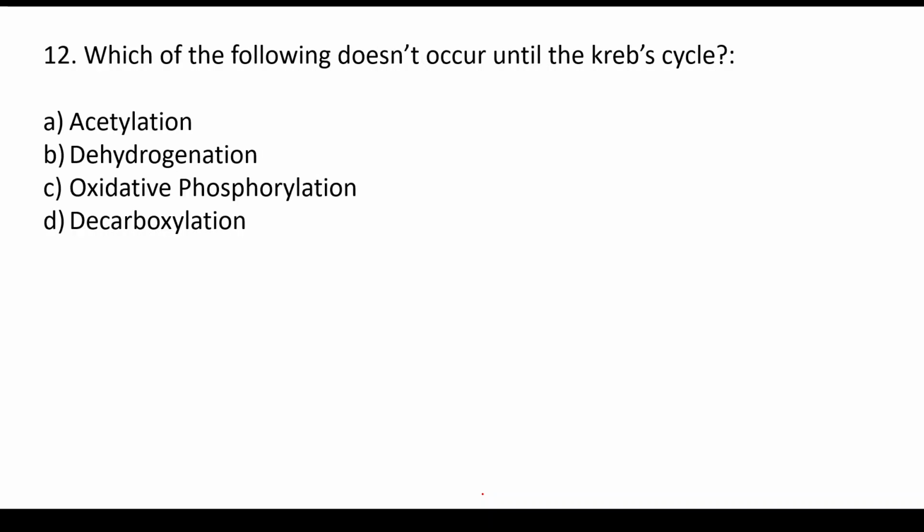Moving forward to the next one. Which of the following doesn't occur until the Krebs cycle? Acetylation, dehydrogenation, oxidative phosphorylation, or decarboxylation?